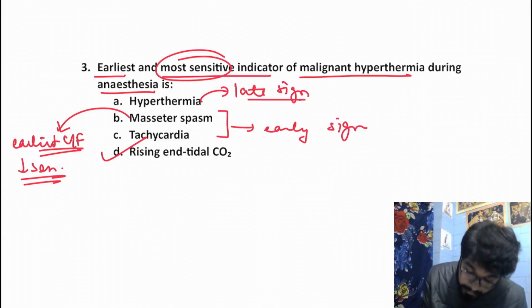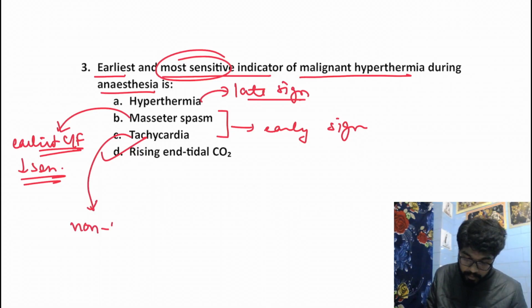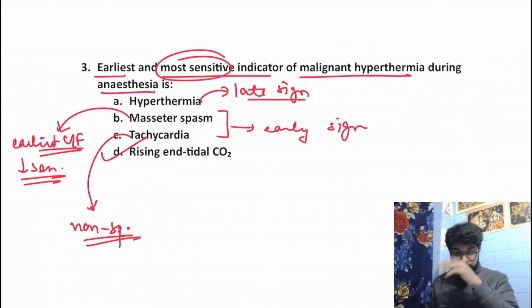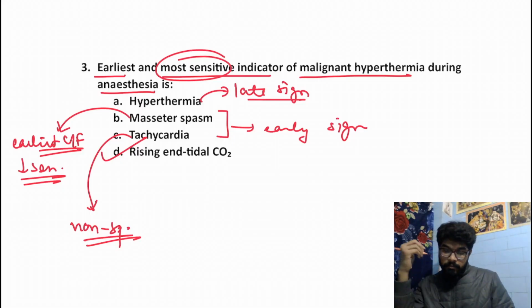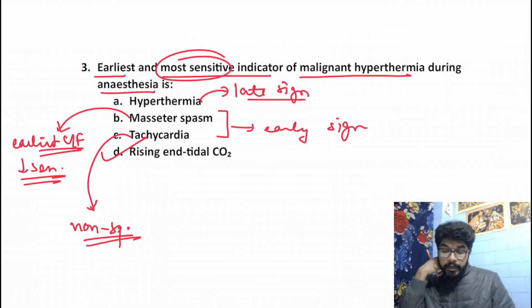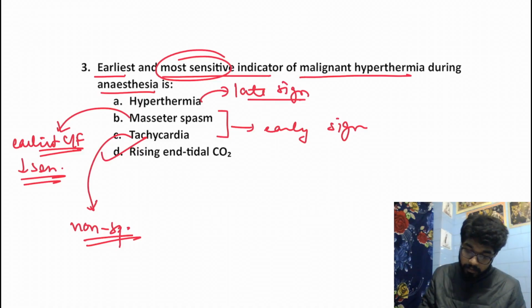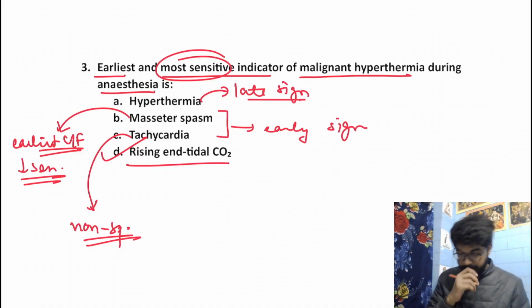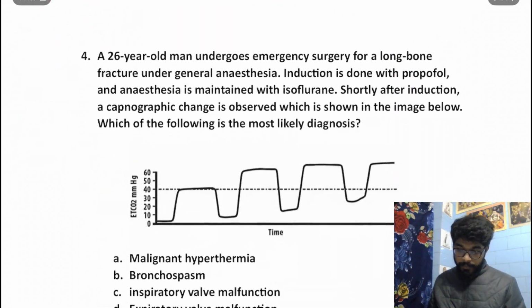And if we talk about tachycardia, although it is an early finding in malignant hyperthermia, it is an extremely non-specific finding. Just with tachycardia, we cannot stamp a patient as malignant hyperthermia, right? But with rising end-tidal CO2, yes, it is the earliest as well as the most sensitive indicator of malignant hyperthermia. So answer should be D. Moving on to the next question.